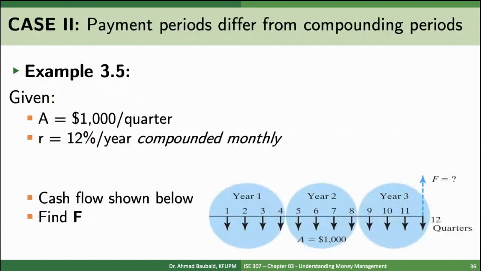Okay, and so here's an example on this case. Let's suppose I have this cash flow pattern, and I'm paying A is $1,000. A, remember, stands for an equal payment series. So I'm paying this amount every quarter. So in a given year, for these 3 years, I'm paying 4 times, right? So I have 4 payment periods in a year, right? What does that give me? 4 payment periods in a year. What parameter is that?